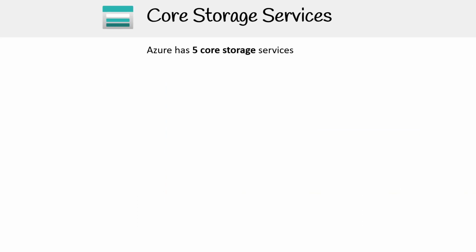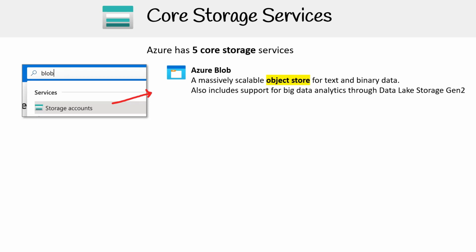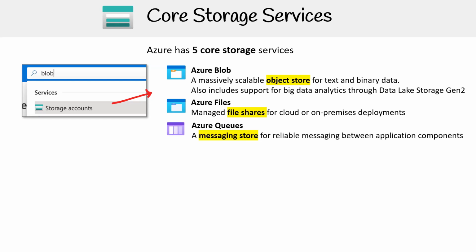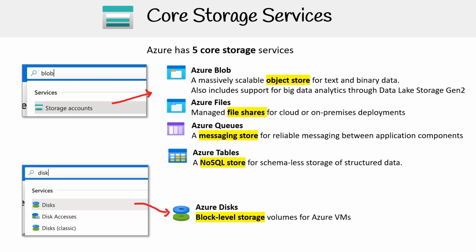Lastly, let's explore the 5 core services Azure provides in the storage domain. Azure Blob, a massively scalable object store for text and binary data, also includes support for big data analytics through Data Lake Storage Gen 2. Azure Files, managed file shares for cloud or on-premises deployments. Azure Queues, a messaging store for reliable messaging between application components. Azure Tables, a NoSQL store for schema-less storage of structured data. Azure Disks, block-level storage volumes for Azure VMs. So that's an introduction to storage accounts in Azure.